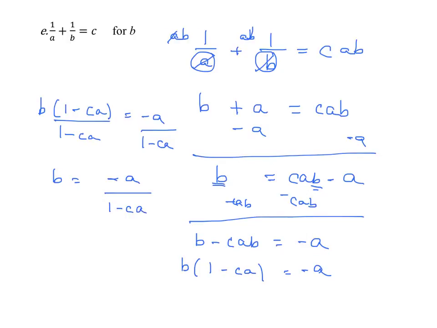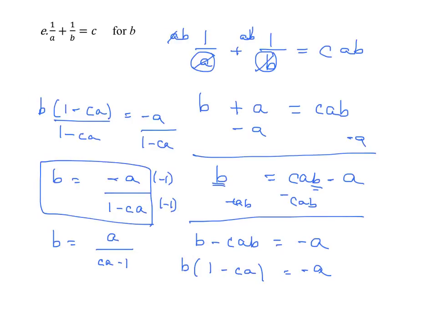Now, I will tell you guys that when you go to do your homework assignment on this, MyMathLab might have a cow. You might have an equivalent answer, but they might not like it. So for this one, what I might do is multiply the top by negative 1 and the bottom by negative 1. If I do that, I'll get a regular A on top and cA minus 1 on the bottom. I can do it either way. So both of these answers are equivalent and equally correct.